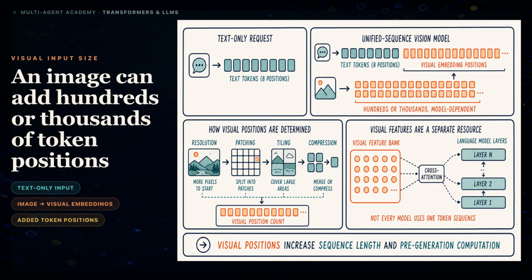A text-only request may occupy only a few token positions. In a unified sequence vision model, attaching an image adds visual embeddings to the model's context sequence. Depending on resolution, how the image is divided into fixed-size blocks, tiling, and compression, one image may add hundreds or thousands of positions. The added positions increase sequence length and pre-generation computation. Cross-attention architectures retain visual features outside the text sequence, so we should not assume that every multimodal model uses a unified token sequence.